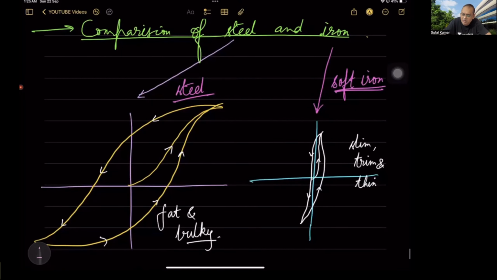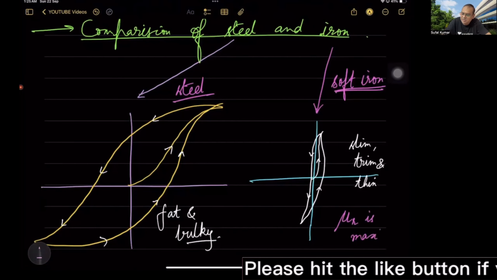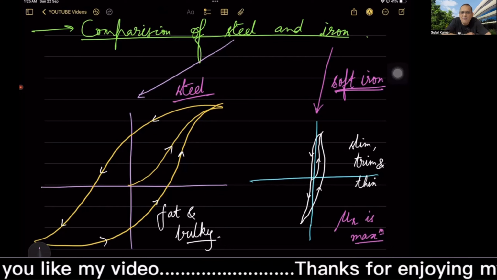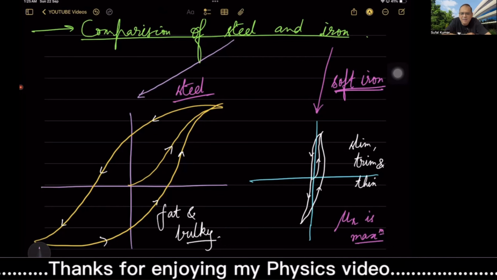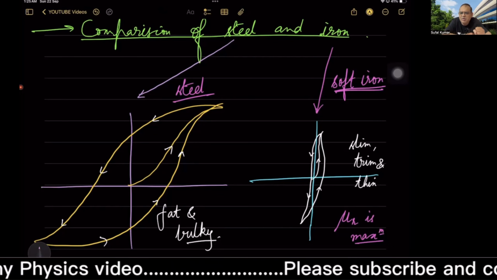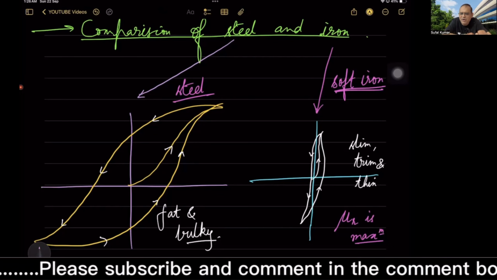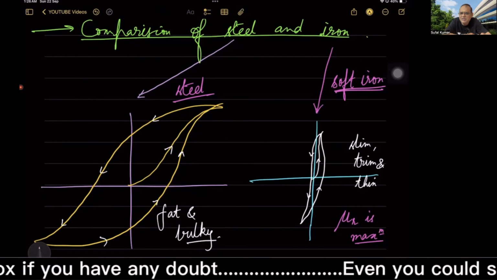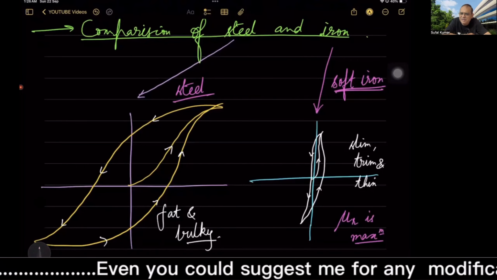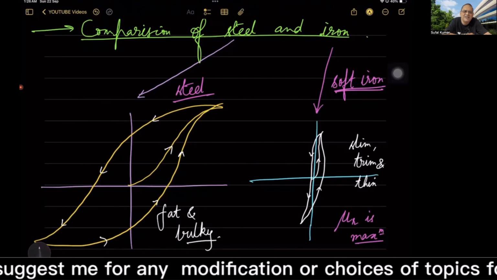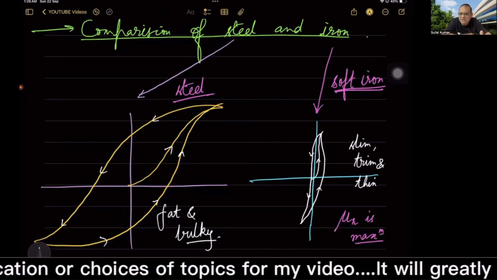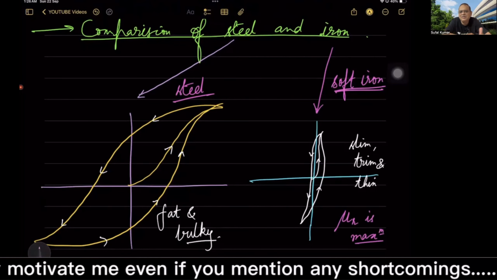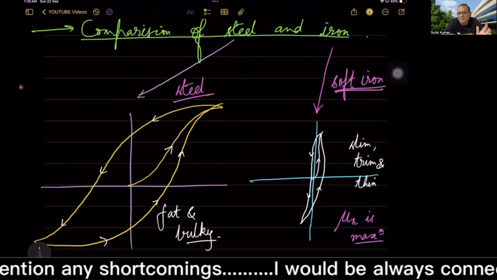For soft iron, mu r is maximum. That means whenever this material is kept in a uniform or external magnetic field, it absorbs the maximum number of field lines more effectively, vigorously, without any effort. So that means it is offering least resistance towards magnetization, and since it is offering least resistance, the energy dissipation will also be very less. That's why very slim, trim and thin.